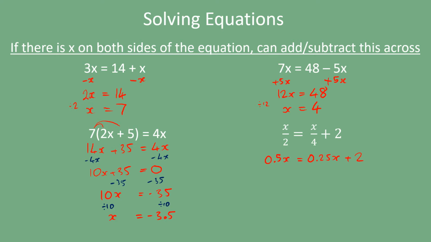Again, where is the highest positive amount of x? It's on the left. So we're going to subtract 0.25x from each side. If you do a half, take away a quarter, you've got a quarter left over. So we've got 0.25x equals 2. How do we get up to a whole amount of x? Well, we would times by 4. We've got a quarter of x, we want to get to a whole x. x would be equal to 8.